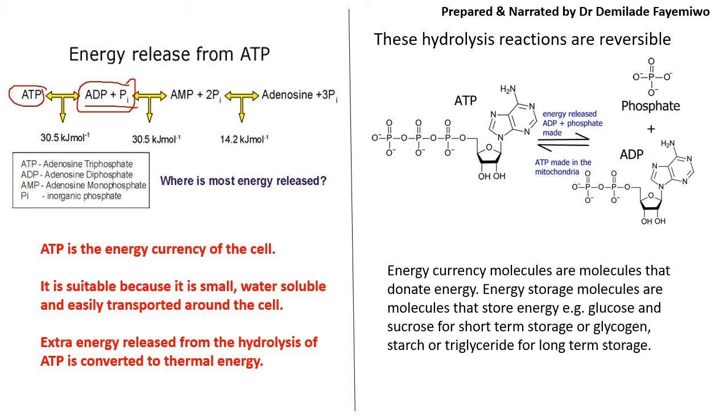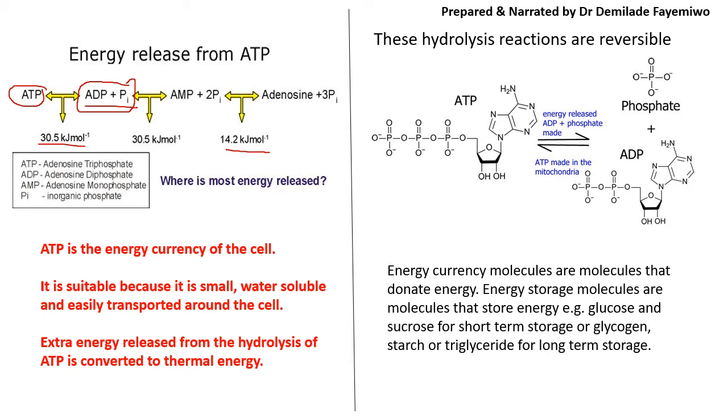And when we break down ATP, we yield the exact same thing. And the breakdown of ATP to ADP gives us 30 kilojoules per mole, as I said earlier. And breaking ADP to AMP would also give us 30 kilojoules per mole. But breaking AMP to adenosine would only give us 14.2 kilojoules per mole. And the most energy is released when we have the phosphate bonds being broken and not necessarily the bond between the phosphate and the adenosine.